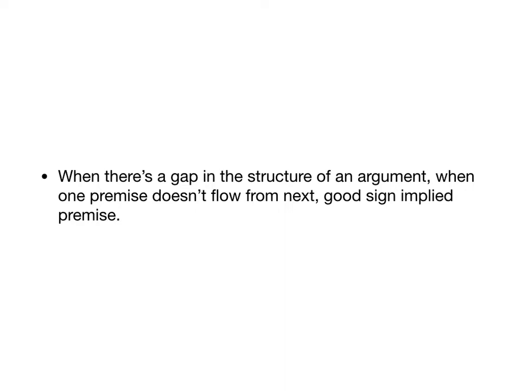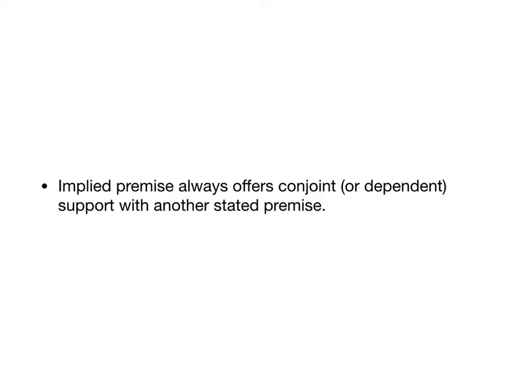Diagramming will sometimes help because we'll diagram it, we'll say, wait, we just go from 1 to 2. 2 doesn't seem to just naturally fall out of 1. We need something else there, right? We saw that with our Jefferson arguments. An implied premise always offers conjoint, or sometimes you'll hear this called dependent support. Different logic books use different language. Lavin says conjoint. Sometimes I say conjoint. Sometimes I'll say dependent because that's what you see in other logic books, with another stated premise.